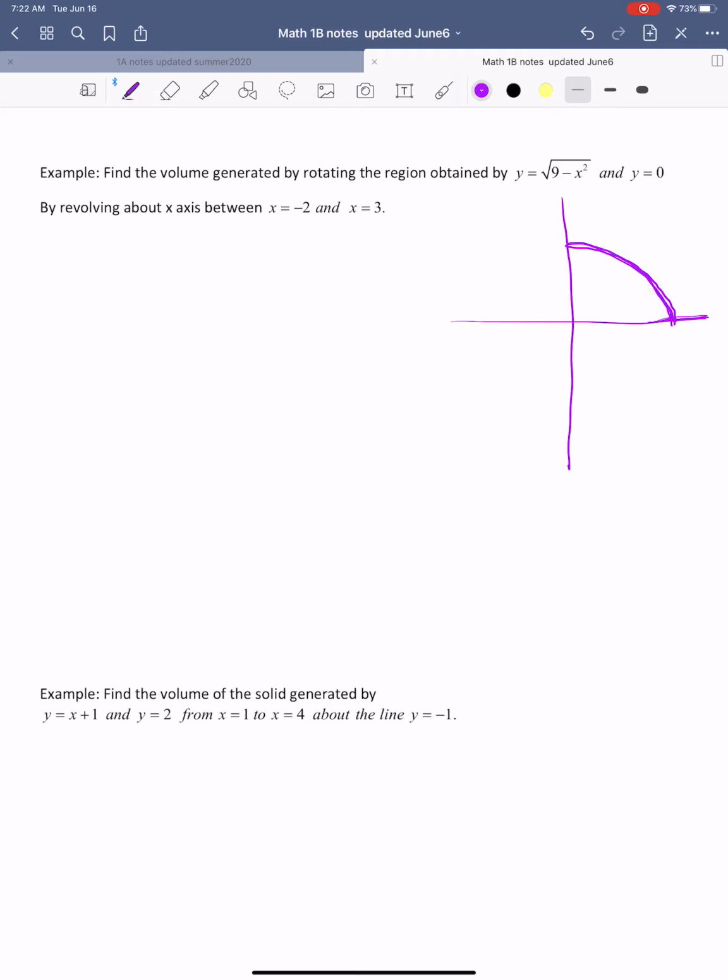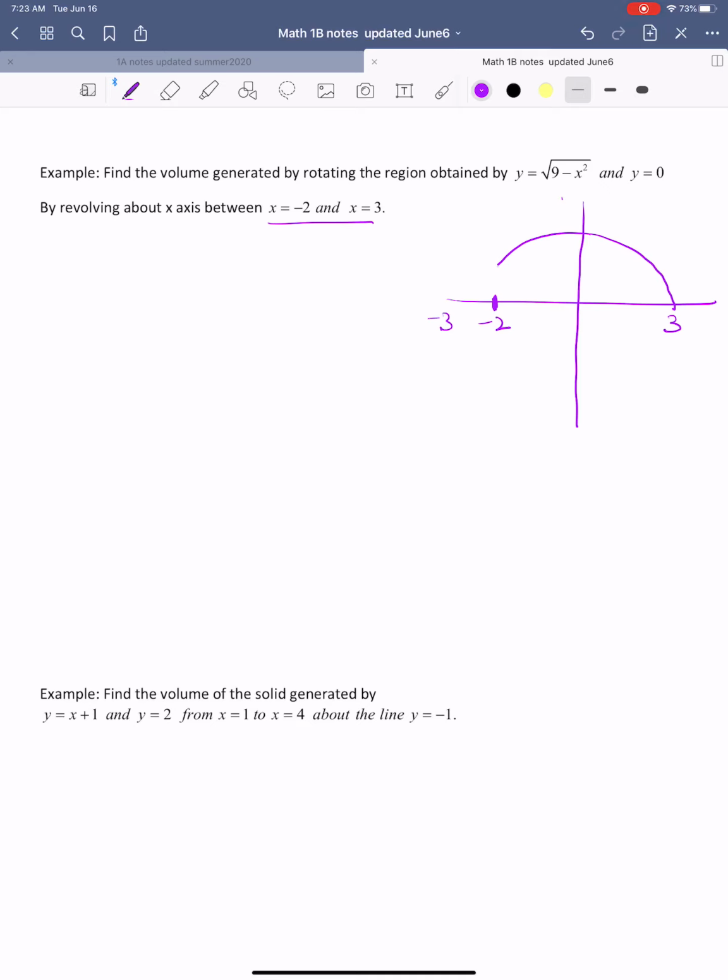And we are going to rotate it about the x-axis between x equals -2 and x equals 3. Okay, so not just the first quadrant, but we're going to consider the shape between x equals -2 and x equals 3. It touches the x-axis at +3 and -3, but we are being told not to go all the way to -3, so just between -2 and 3.